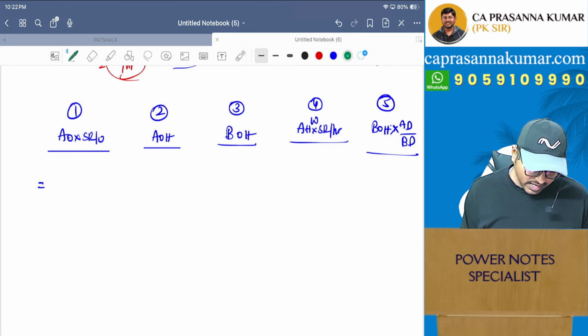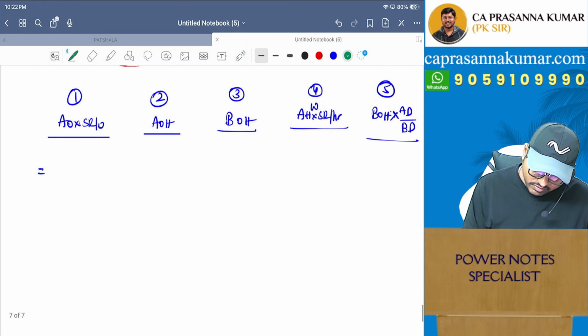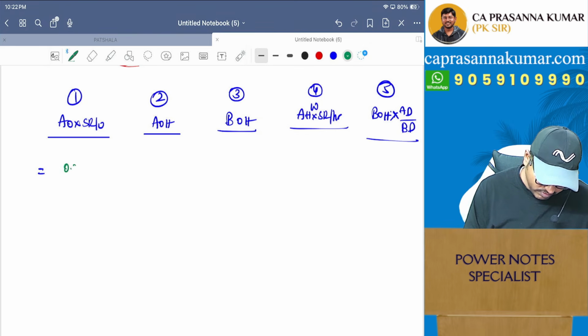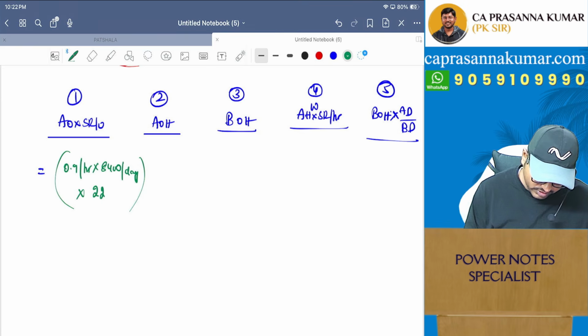I think actual man hours is given. So what is the alternative formula for this? Whatever you want, we can go. We'll do one thing. Actual output is nothing, but if you look at the question, 0.9 units per hour. Actual man hours is 8,400 per day into how many days? 22 days. Your actual output.